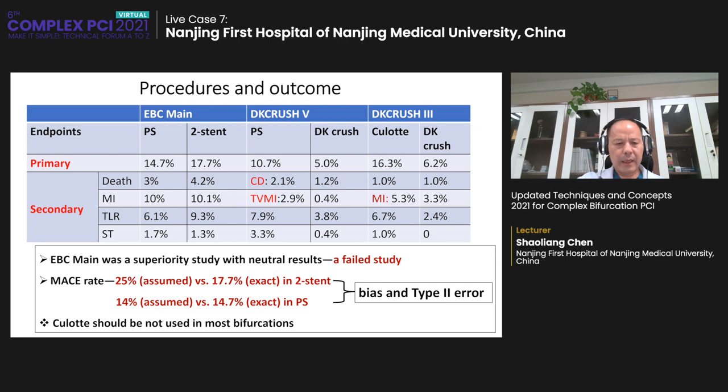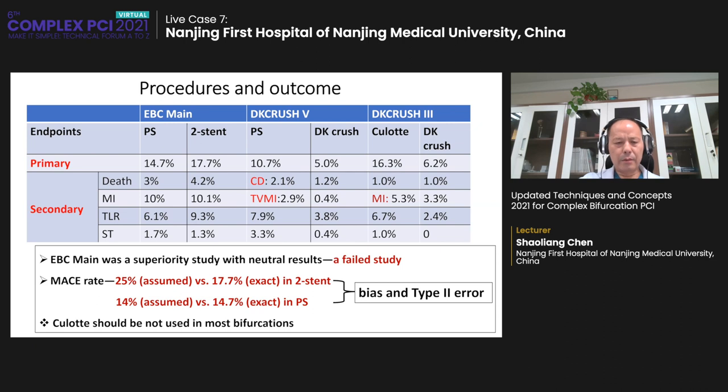So finally, we have some criticism of the EBC MAIN trial. It was a superiority study with a final neutral result. So in general, it's a failed study. For any kind of failed study, we cannot say that A is non-inferior or superior or equal to B treatment.